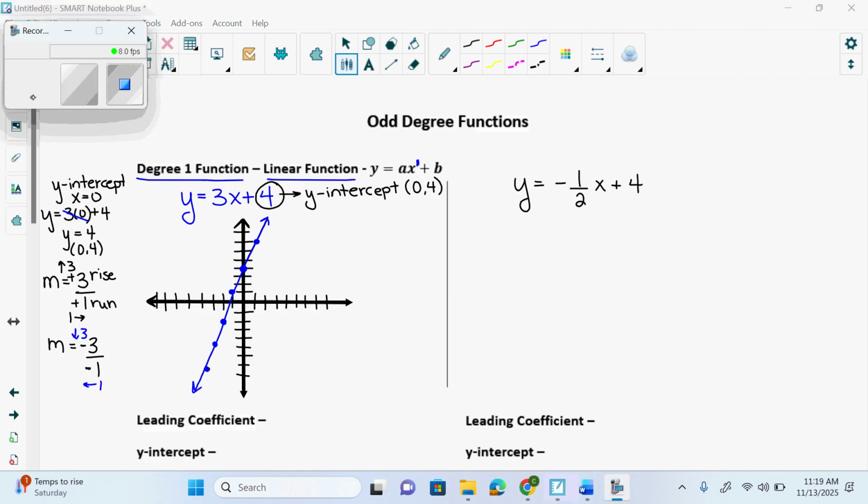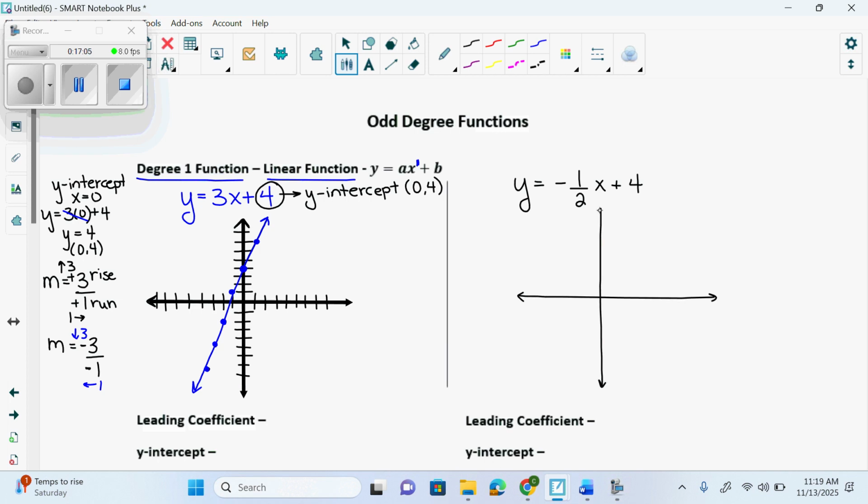So if we draw this one, guys. We have 1, 2, 3, 4 is our y-intercept, right?